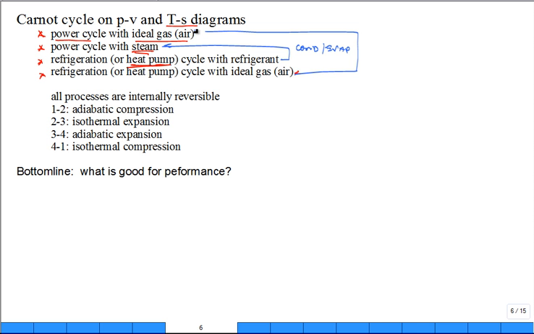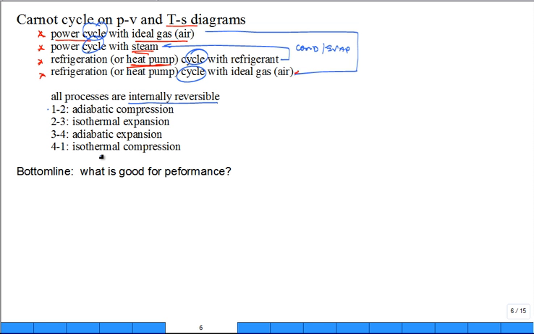Okay. Now that we have 4 types of cycles, you can remember that each one of them has 4 processes. All of the 4 processes are internally reversible, and you can start 1 to 2, either one, but adiabatic compression, isothermal expansion, adiabatic expansion, isothermal compression. So you're going between the compression, expansion, and then you have adiabatic, isothermal, adiabatic, isothermal. That's the pattern.